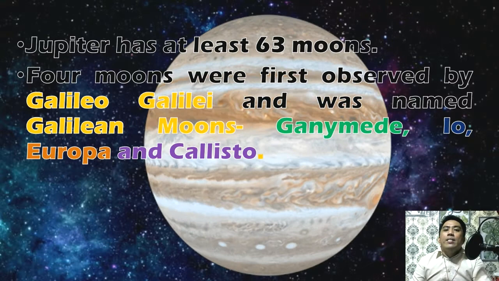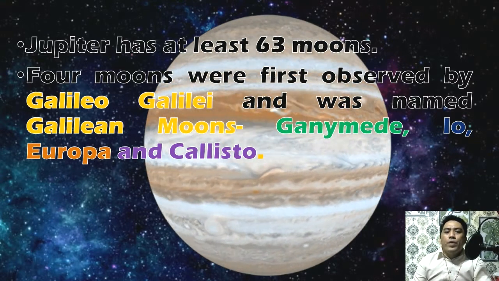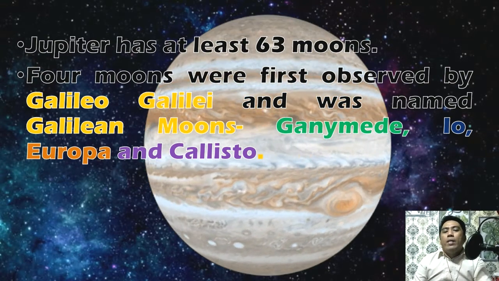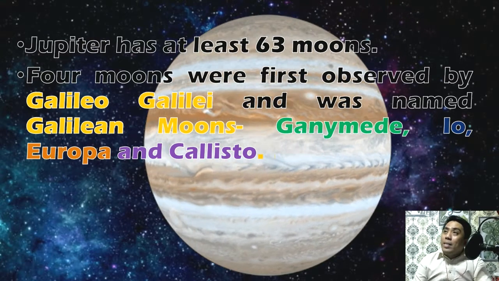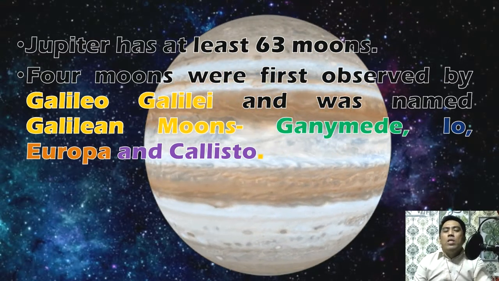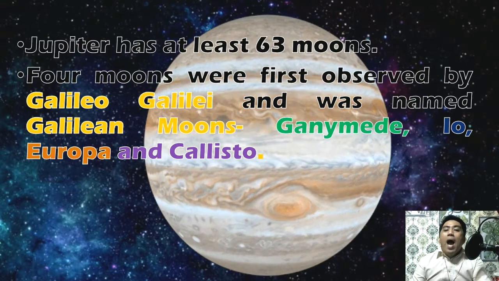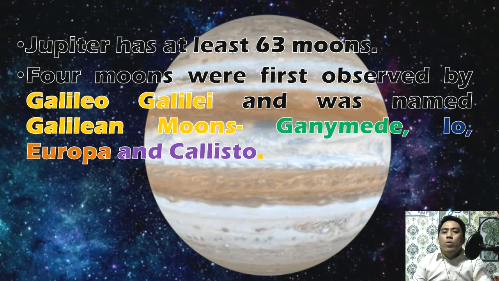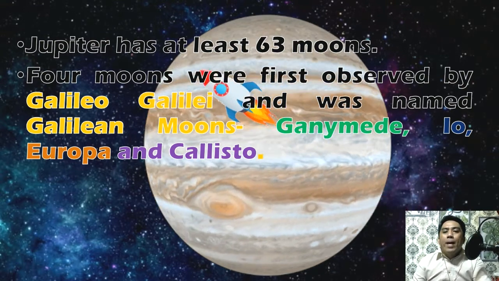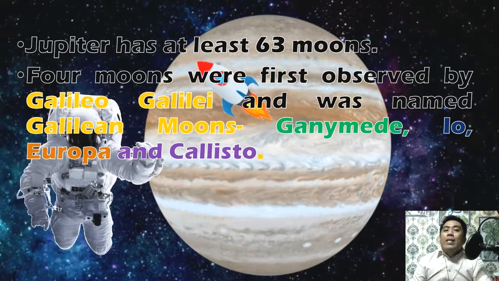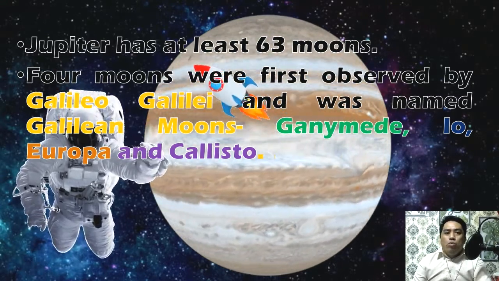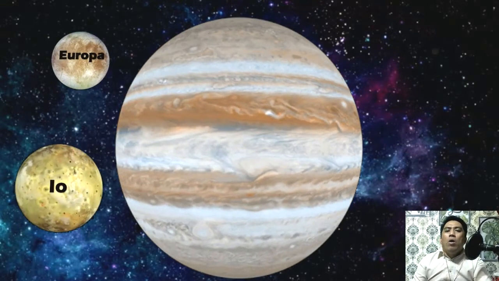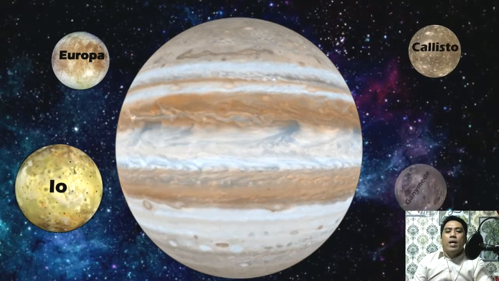Jupiter has at least 63 moons. 4 moons were first observed by Galileo Galilei and was named Galilean moons. So ang pangalan ng apat na buwan or apat na moons ni Jupiter ay Ganymede, Io, Europa, and Callisto. Yan. So si Galileo Galilei ang unang nakadiscover ng kanyang apat na buwan. Pero actually, at least meron siyang 63 moons. Yan, si Europa, si Io, si Callisto, at saka si Ganymede.